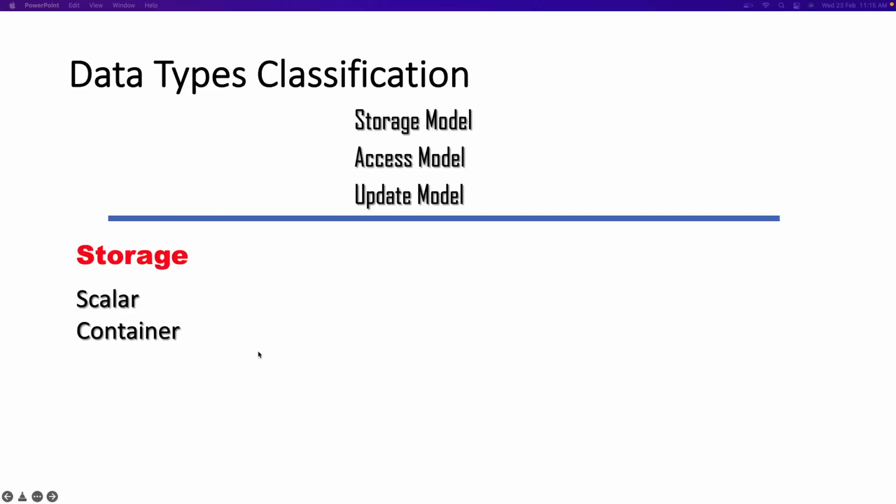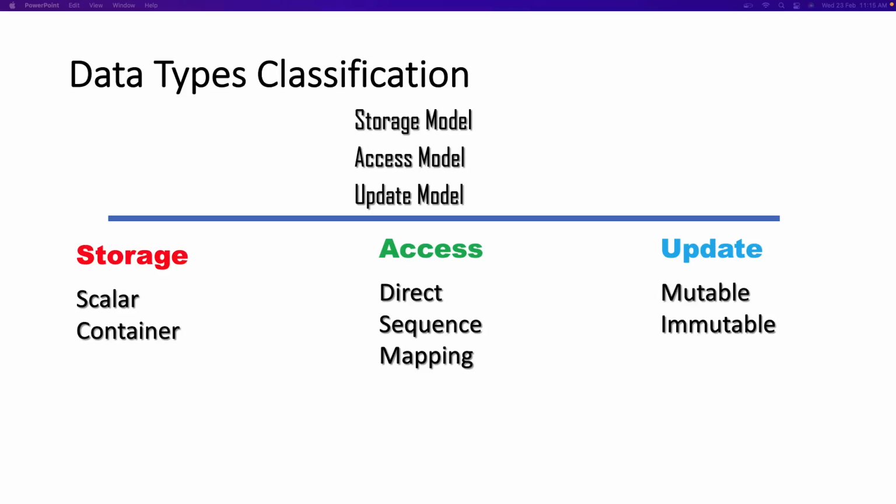Broadly, data types can be classified by storage, access, and update model. According to storage, we have scalar and container types. According to access model, data types can be classified as direct, sequence, and mapping. And we are interested in the update model. These are broadly categorized into two types, which are mutable and immutable.